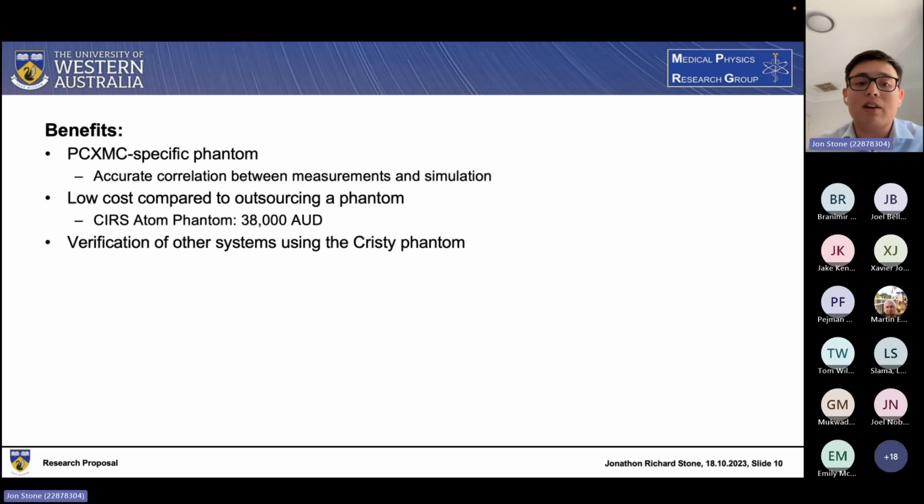So for example, the CIRS Atom phantom for the newborn costs 38,000 AUD, whereas the price proposed for this project will only be about 400 AUD for all the filaments and everything. And also some other systems like Radimetrics™, which is a new dose verification system for not only CTs, but also planar radiography that's employed at Charlie Gardner, uses the Christie phantom. So the Christie phantom that will make for PCXMC validation can be used for the validation of Radimetrics as well.